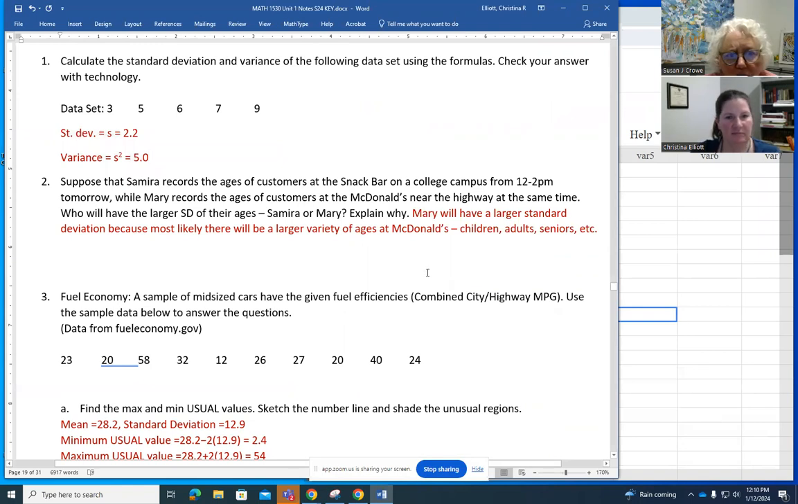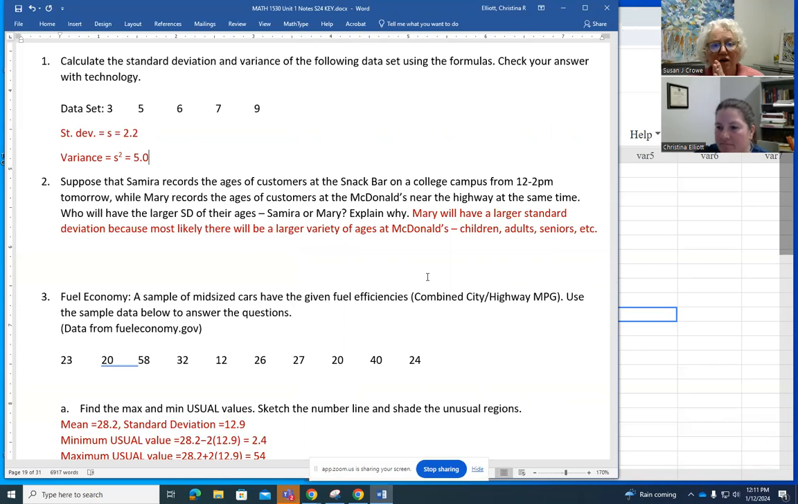I really like this next question because it makes you stop and think about standard deviations in real life. Suppose that Samira records the ages of customers at the snack bar on a college campus from 12 to 2 tomorrow, while Mary records the ages of customers at the McDonald's near the highway at the same time. Who will have the larger standard deviation of their ages, Samira or Mary? Well, I'm picturing the college campus, and most people being pretty clustered around the same age.